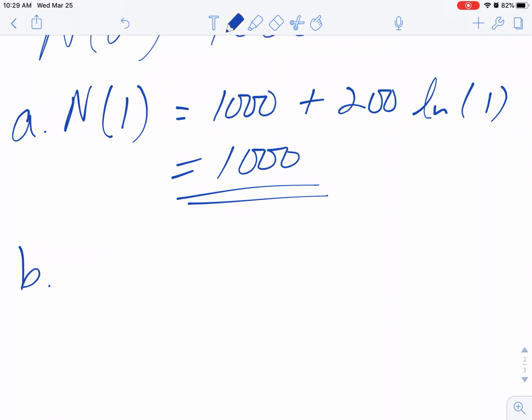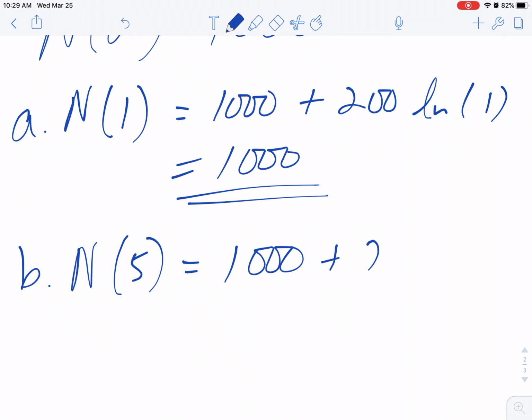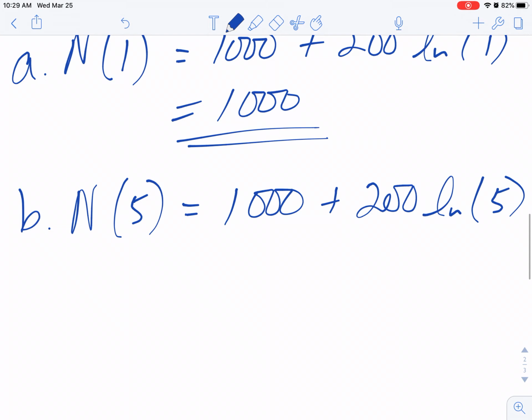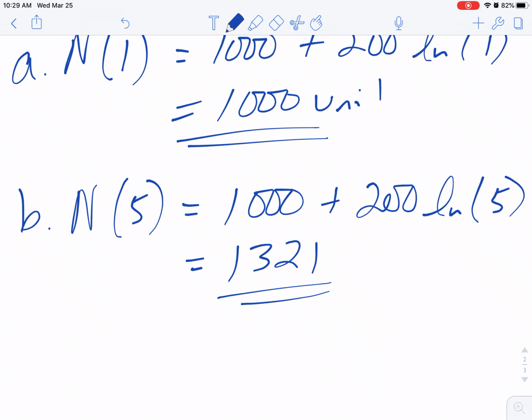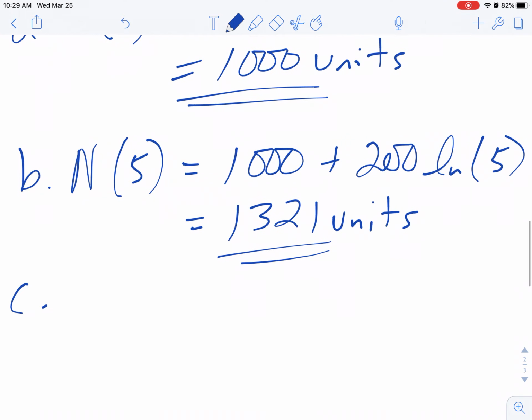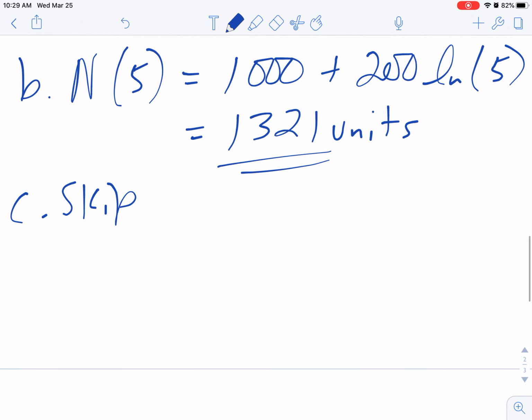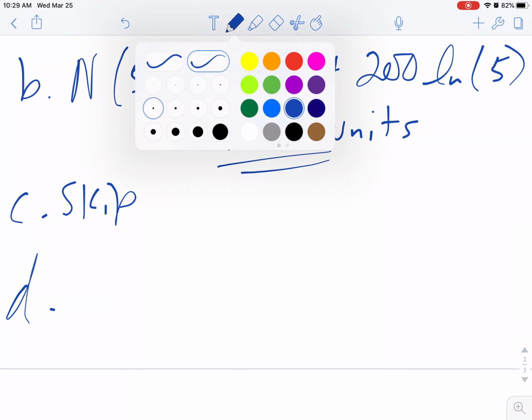Part B, they're asking you to do n of 5. You're spending $5,000 on advertising. And this obviously should be bigger than 1,000. But take a second to type it in to make sure. That's going to be 1,321 units. I just rounded down. Okay. C, I would generally tell people just to skip that. You can do that on your calculator if you want to graph it. But the one I really wanted to get to was part D.